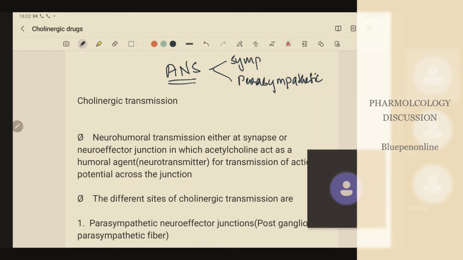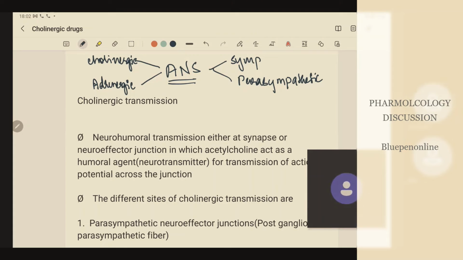So drug target wise, if you divide it, it is divided into cholinergic and adrenergic. You can note it down also. As we go on, I'll go slow so you can take notes along with me.